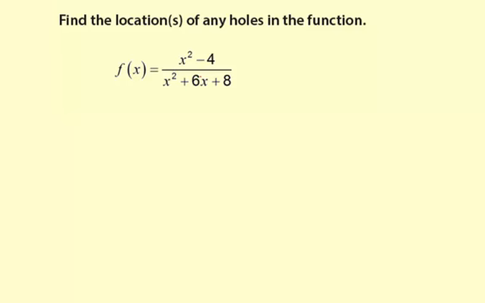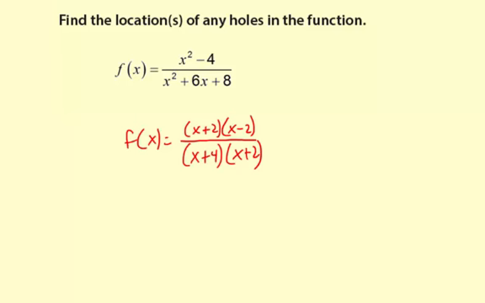So we have to factor the numerator and denominator, see if there is a common factor or factors, and then take it from there. So let's factor the numerator. f of x equals, the numerator would be x plus 2 times x minus 2. That's just a simple sum and difference pattern. And then the denominator factors to x plus 4 times x plus 2.